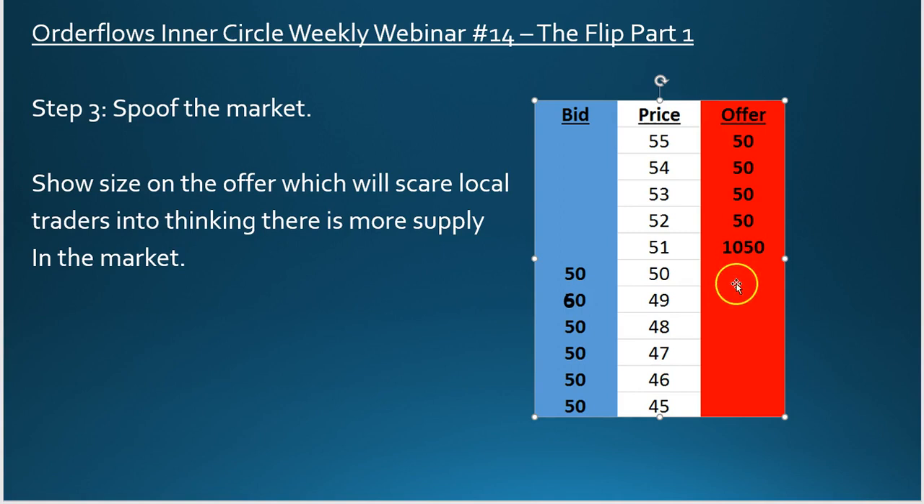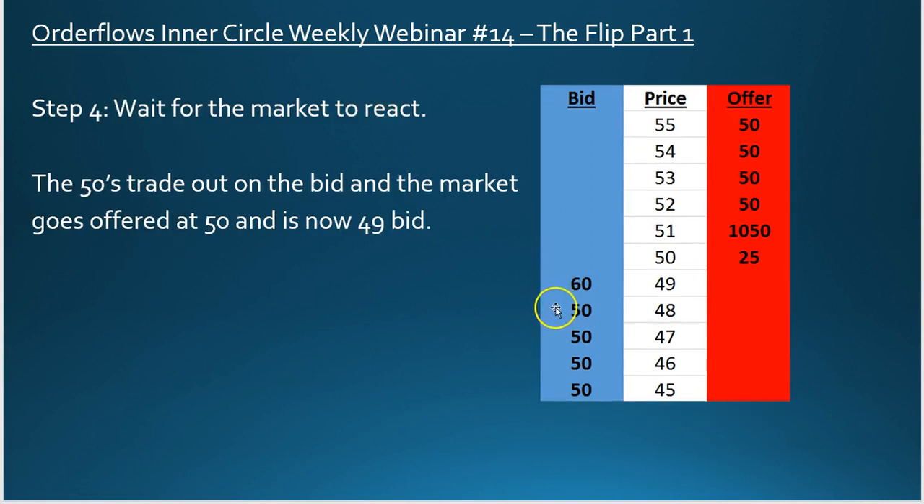And they're going to react off of this, even though I have no intention of trading here at 51. I really want to buy the 49s. I throw in a big offer to give the impression that there's supply in the market. So what happens? The 50s trade out. Before it was 50 bid, everyone sees this big offer at 51, sell the 50s, and next thing you know, it's 50 offered. Okay, it's 49 bid at 50 now.